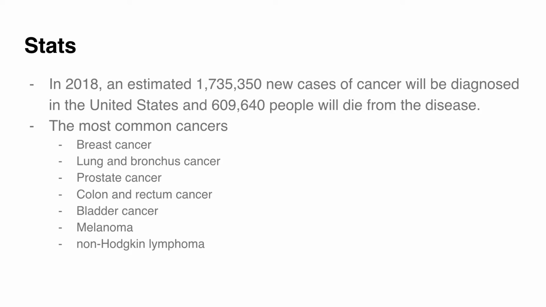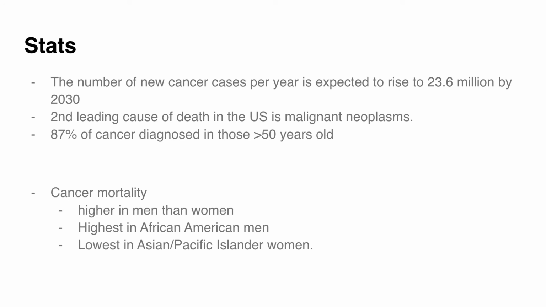So that 1.7 million diagnosed new cases of cancer does not count carcinomas in situ, which we'll talk about on day 2 of our lecture. So you'll be able to know what the difference is between that. So the number of new cancer cases per year is expected to rise to 23.6 million by 2030. So right now, 1.7 million new cases per year is expected to rise all the way up to 23.6 million a year. I think that's a pretty crazy statistic.